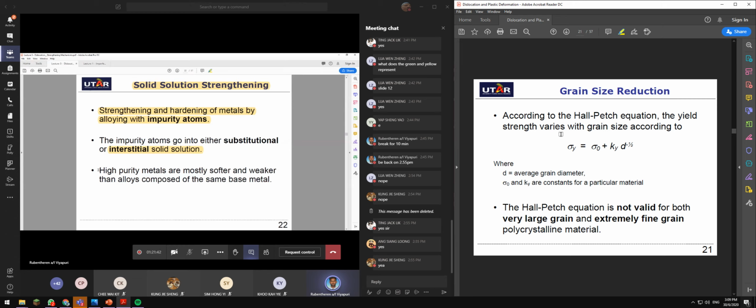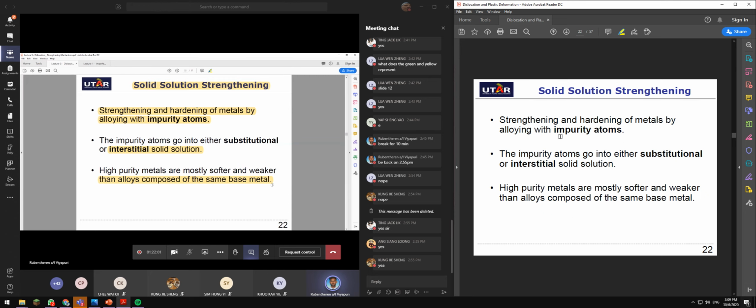Now, high purity metals are mostly softer and weaker than alloys composed of the same base metal. For example, if you look at pure gold, 100% pure gold, it is soft. It is like a cake, soft. When you add an alloying agent into gold, that's where you have increased the hardness of gold. That is why in the market you don't have any pure gold. Everything is 99.98%, 99.97%, and so on.